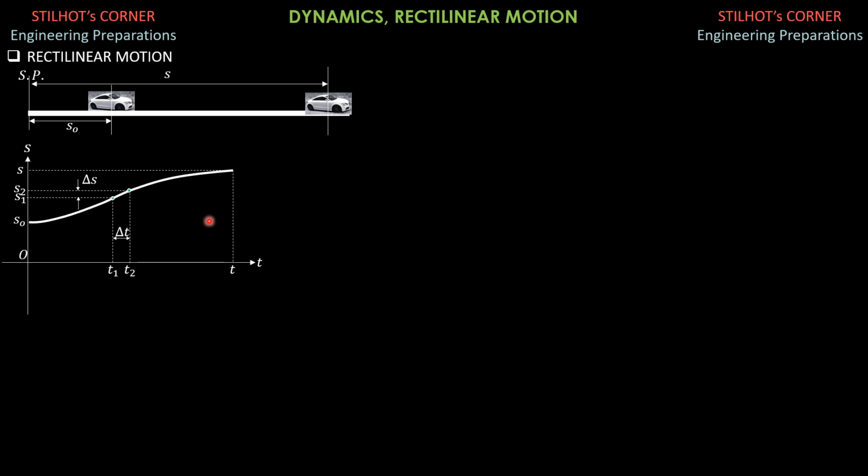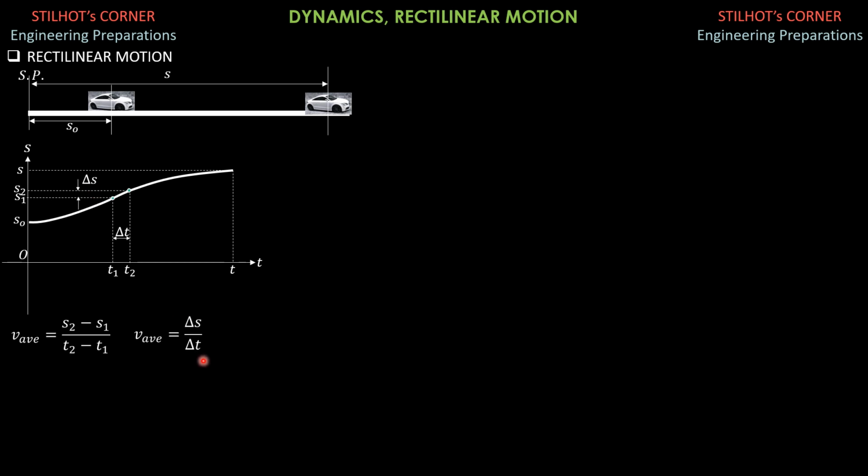So the average velocity is the slope of the secant line joining these two points here, and that is delta S, or S2 minus S1, all over t2 minus t1. That's the definition of average velocity, which is the slope of the secant line between these two points on the curve S versus time. And this is also equal to delta S over delta t.